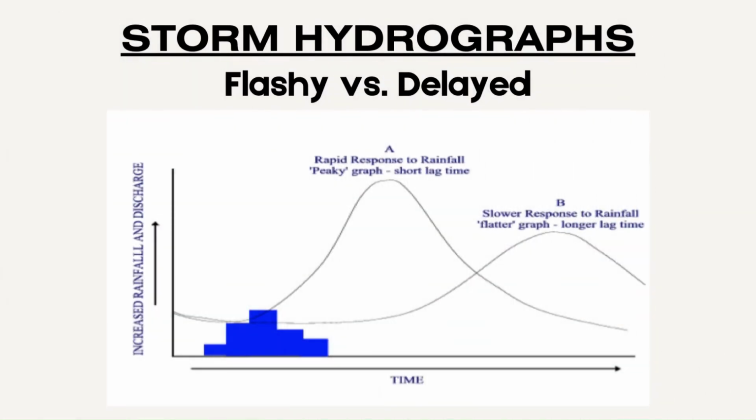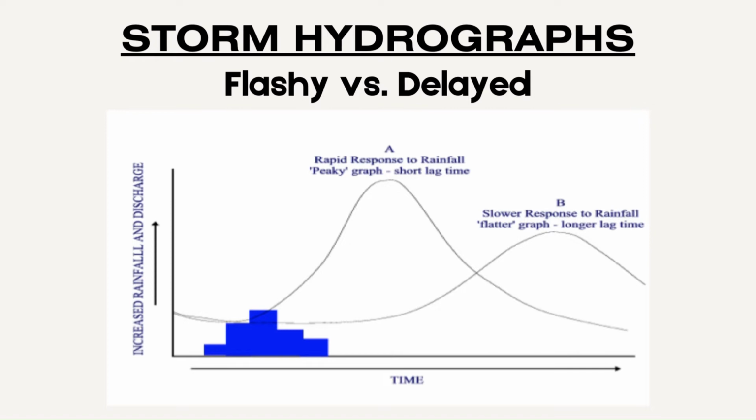When we look at storm hydrographs, we often classify them as either flashy or delayed. A flashy hydrograph has a short lag time, a steep rising limb, and a high peak discharge. This means the river responds quickly to rainfall, often leading to a higher flood risk. Flashy hydrographs are typical in smaller drainage basins, steep relief areas, or where the ground is impermeable, like urban areas with lots of concrete.